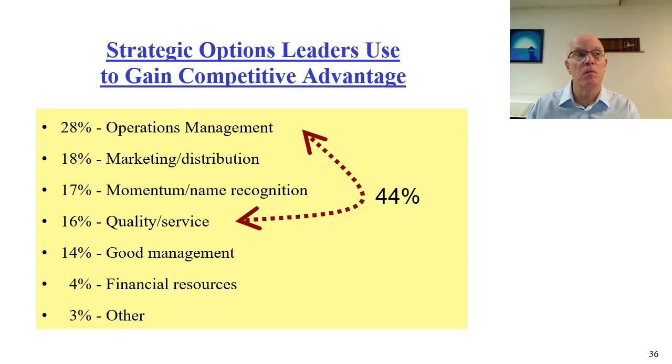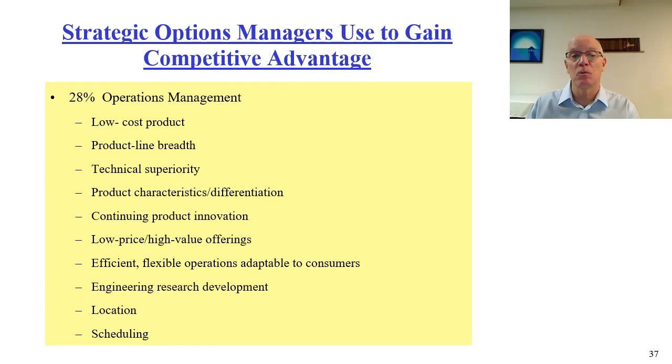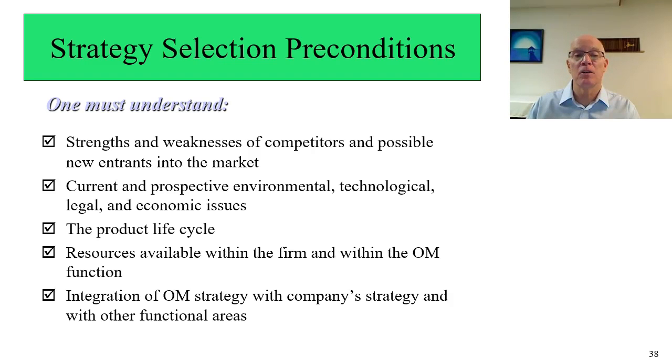Typically, as we were talking about in the first slide, operations management jumps out. And operations management is tightly linked to quality of service, so obviously those are tied together. For a total of 44%, that is how you can make a difference with operations management. These are some of the steps, processes, and elements of being successful with operations management.